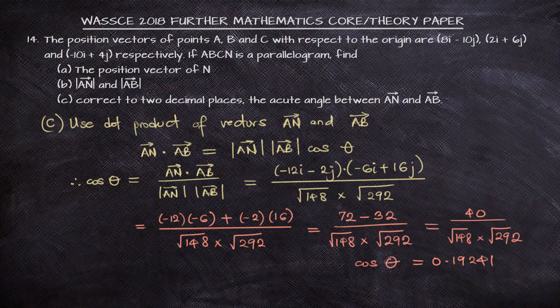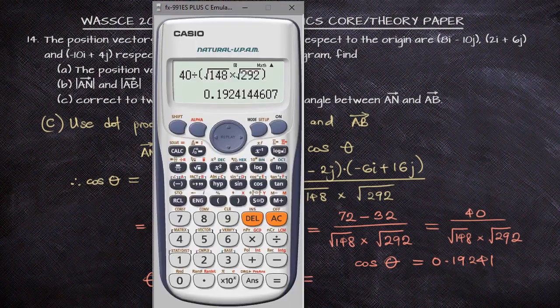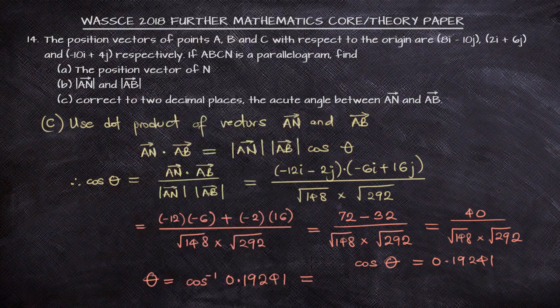So our theta will be arc cos 0.19241. We can also bring in our calculator to find that expression. Arc cos of our answer will be 78.90627. So we have this as 78.906, but we are asked to find our answer correct to 2 decimal places. The 6 we round up to 1, we add 1 to 0. That will be 78.91 degrees.